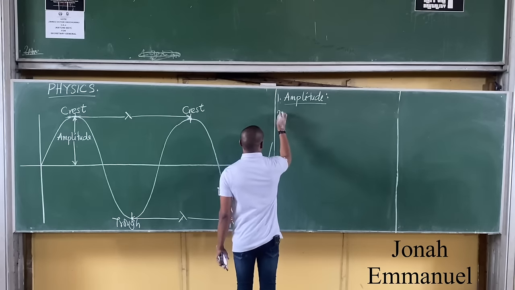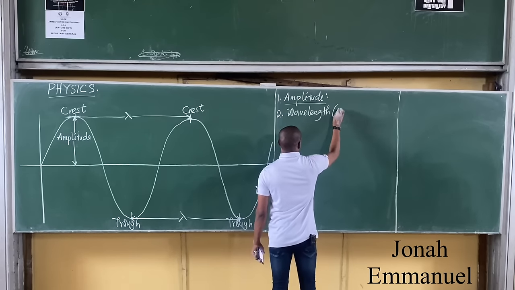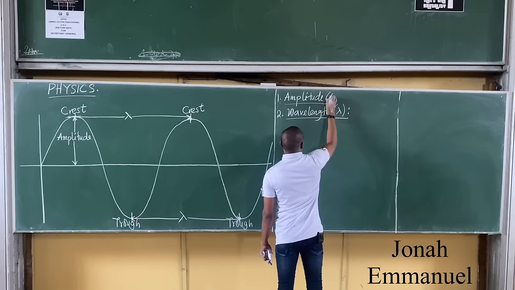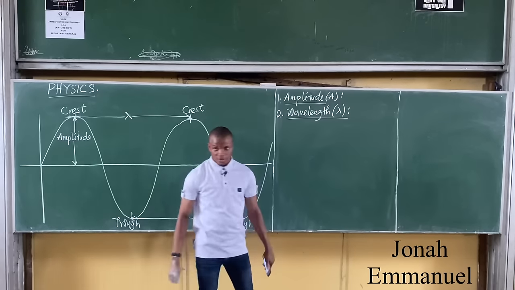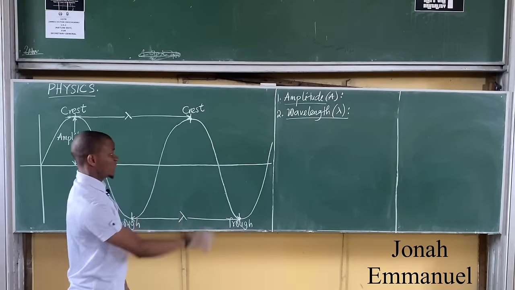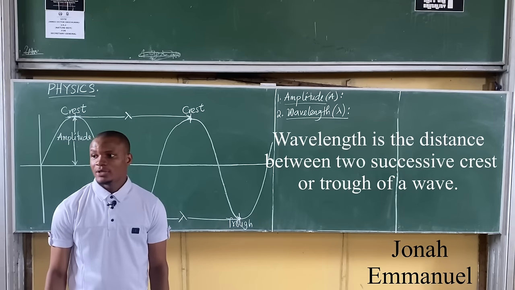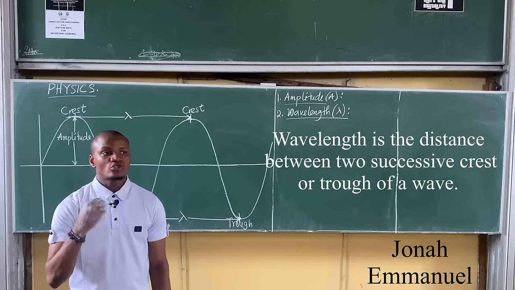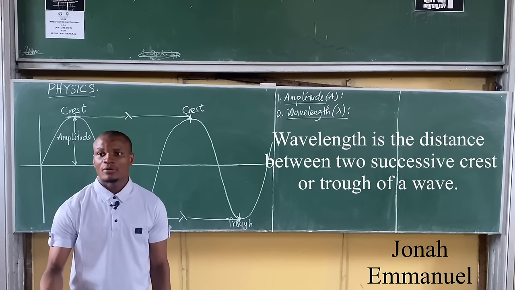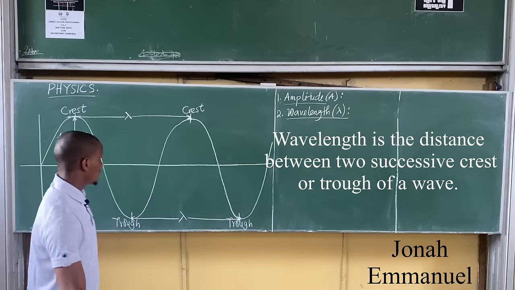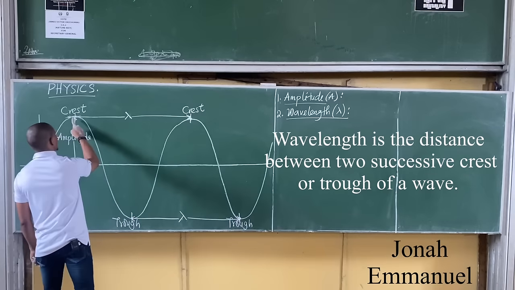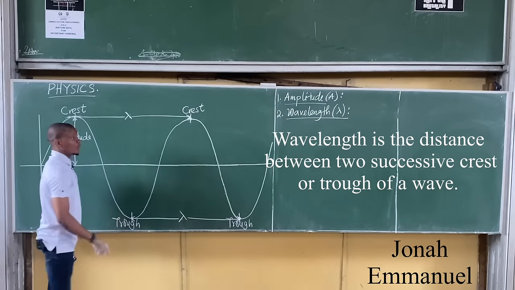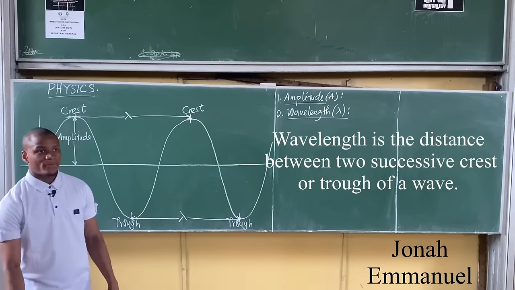That's it. Number two, wavelength. You can put A here if you want to. Under wavelength, write down: this is the distance between two successive crests or two successive troughs of a wave.